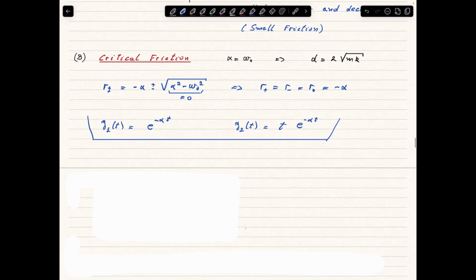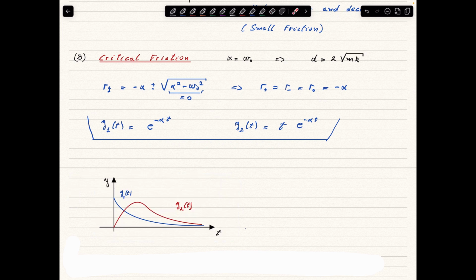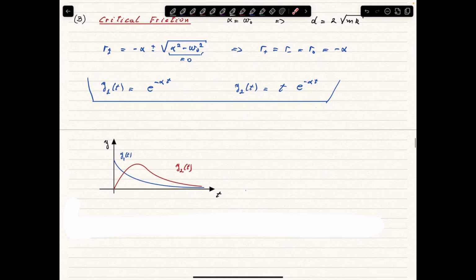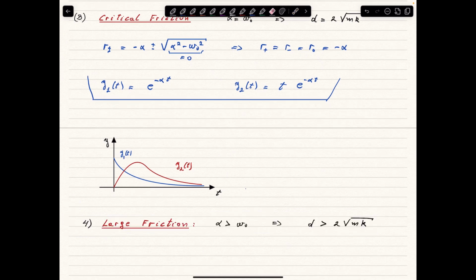And these solutions decay, both decay because of the exponential, but this one has a factor t here. So this solution starts at 0, increases a little bit, and then decays. So they look more or less like that. The solution exponential negative alpha t is a solution that decays, while this solution starts at 0, increases, and then at some point decreases and goes to 0. So these are the case of critical friction that is not that important because it doesn't show up in nature much. And the case that is important is the last case, large friction.